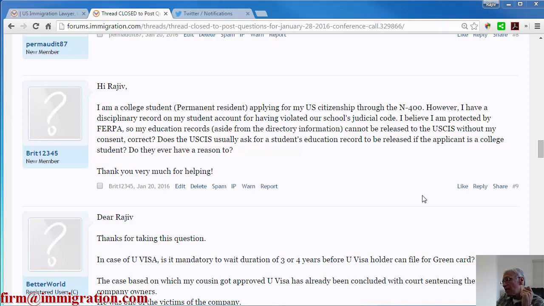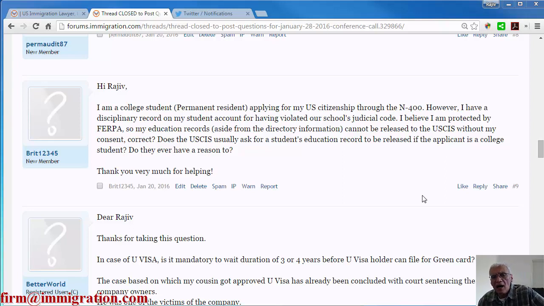The question is, when I'm filling out the N400, and this happened just a year before I filed the N400, do I have to reveal that conviction? The answer is yes, of course. Because immigration law says we don't care whether your conviction was expunged or not. Our question just says, have you ever been arrested? And if the answer is yes, you have to say yes, even if the record was expunged.